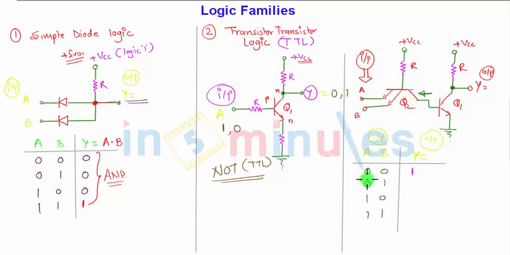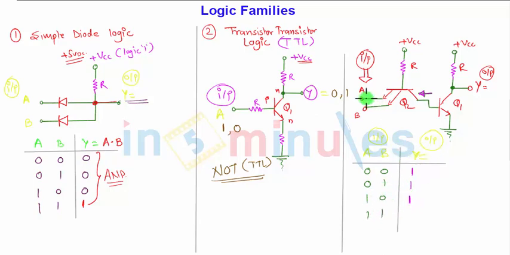And the next input, when A is 0, B is 1, the emitter corresponding to A will be grounded, the path will be complete and the collector current will again flow in this direction. So once again Q1 is off, output will be present. In the vice versa case, 1 0, when A is 1, B is 0, B will pull out the current, so again output is 1.